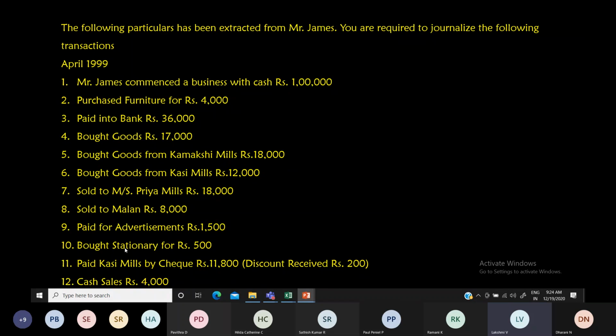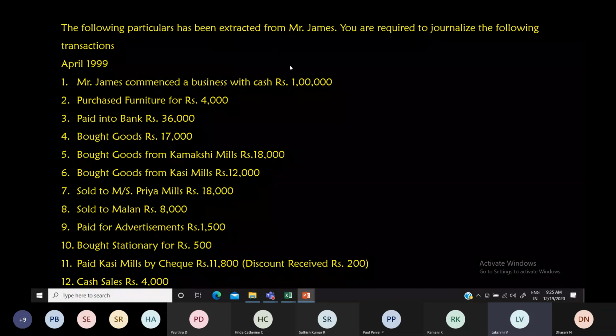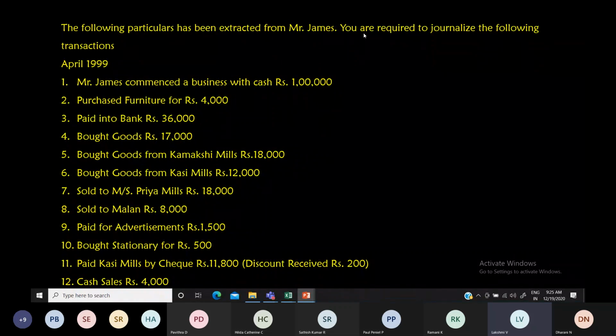So these are the transactions. From these transactions only we will be passing the journal entry. Later on we'll be posting into the ledger, and trial balance, everything will take place only after properly recording all your journal entries. So with utmost care, if you record all these journal entries, then your ledger, everything will go smoothly. Okay, so there will not be any issues.